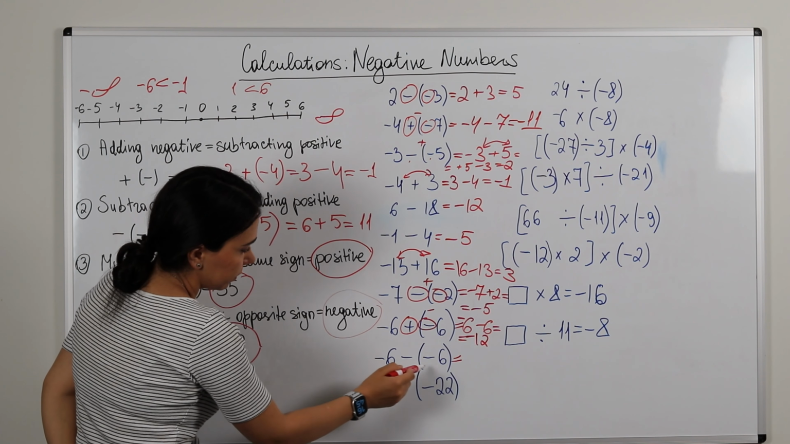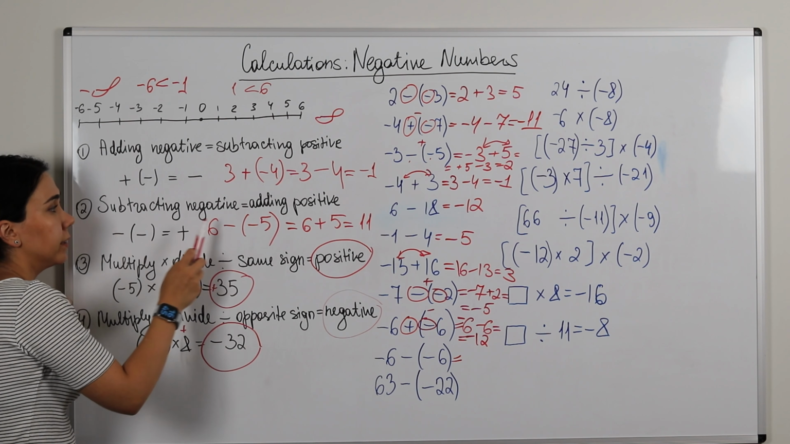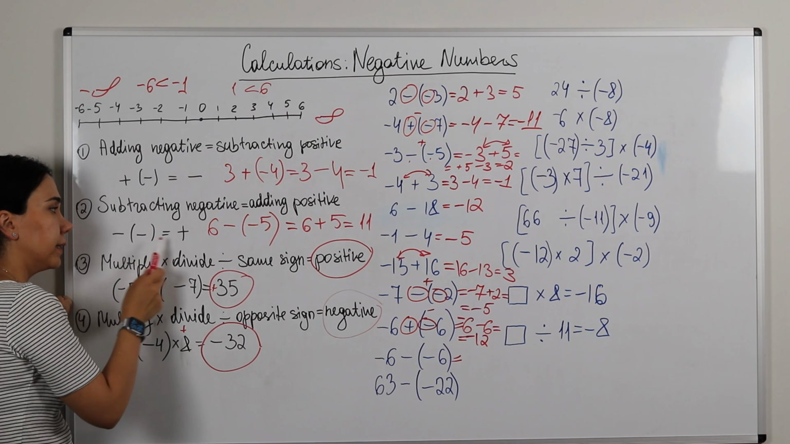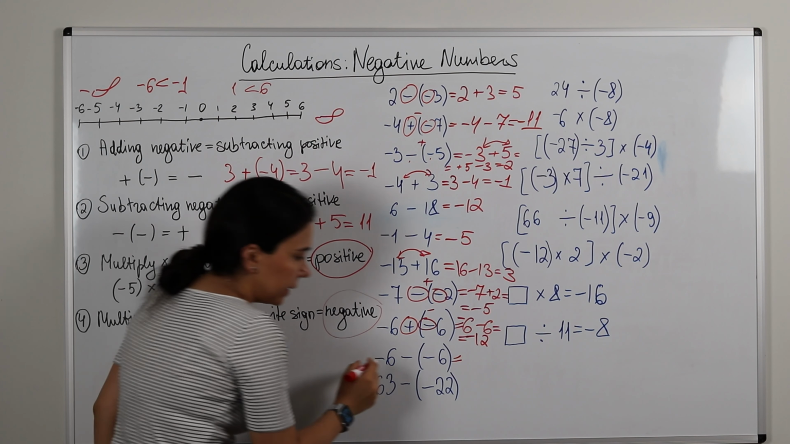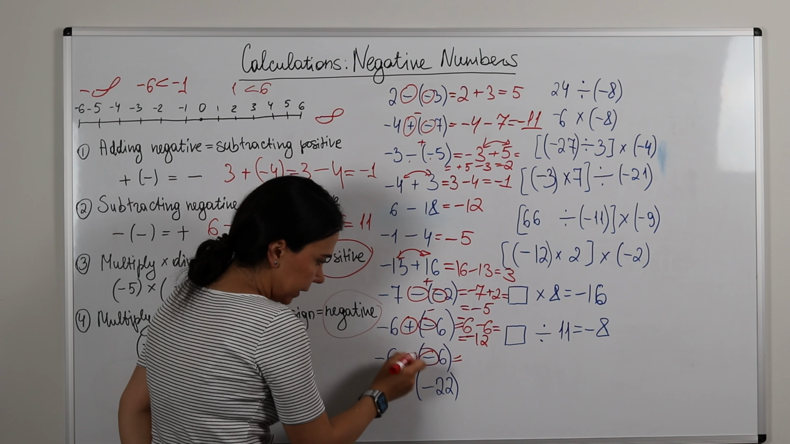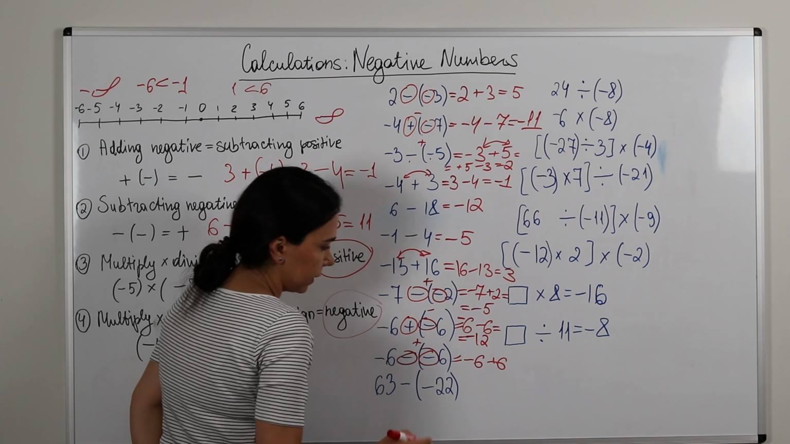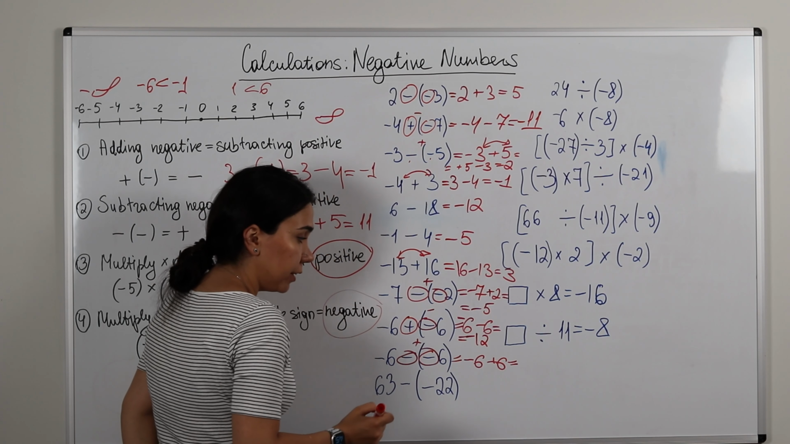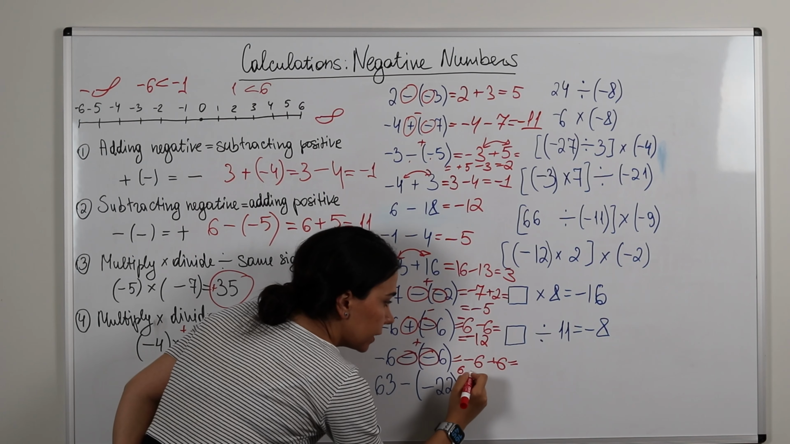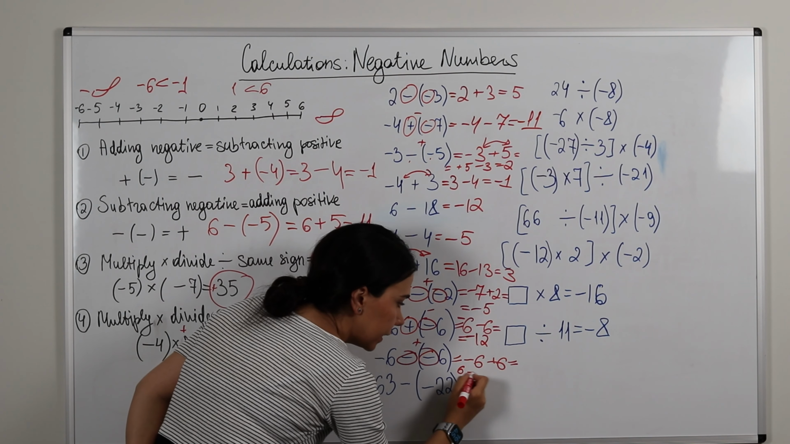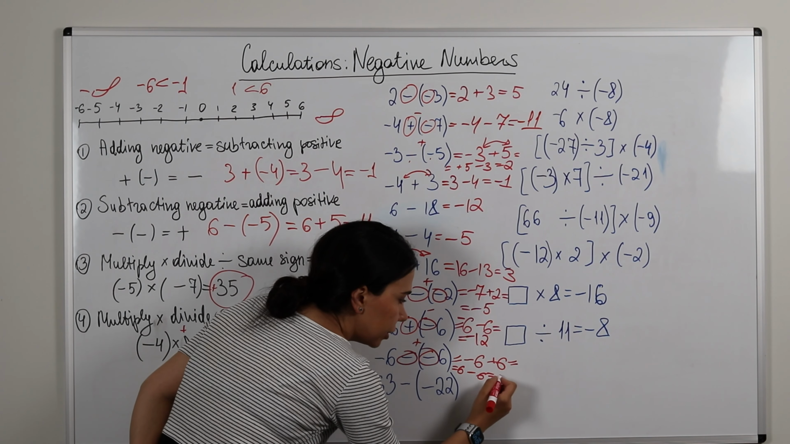Minus 6 minus minus 6. We are subtracting negative. Minus minus gives us plus. Minus 6 minus minus 6 will give us minus 6 plus 6. We can swap their places: 6 minus 6, which gives us 0.